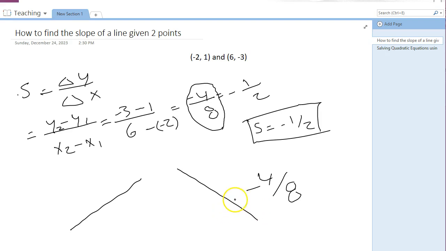So there are 2 different ways of solving for slope. I hope it clarifies this.